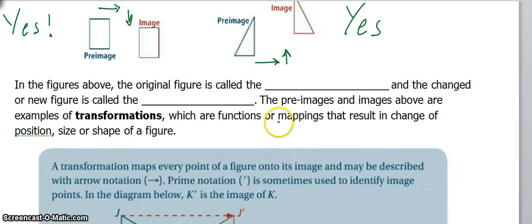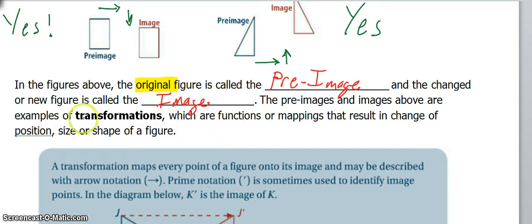Alright, this part confuses a lot of people, so make sure you're paying close attention. The original figure here, the beginning figure that we start with, is actually called our pre-image, and our new figure after we do the transformation is called the image, because it's the image after whatever happened. So the pre-images and images above are examples of transformations.